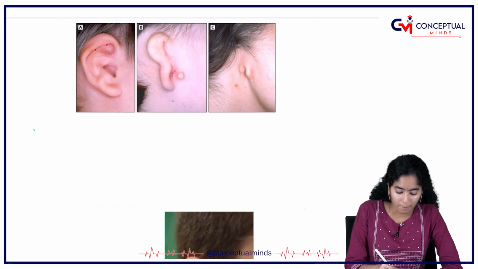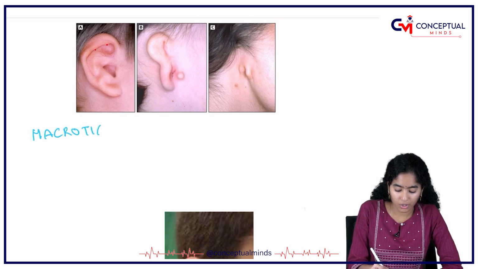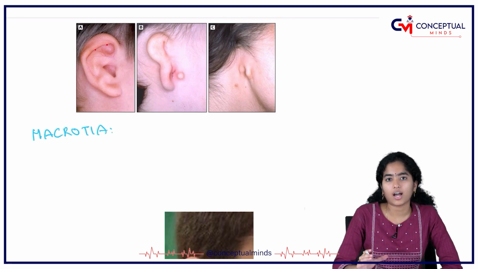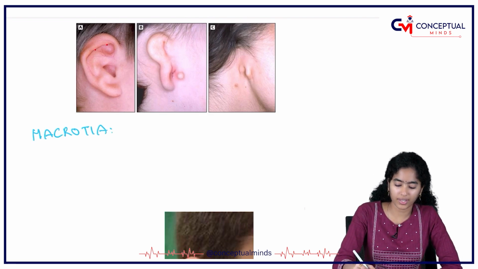Next we have macrotia. Macrotia is excessively large ear auricle that is disproportionate to the size of the head.